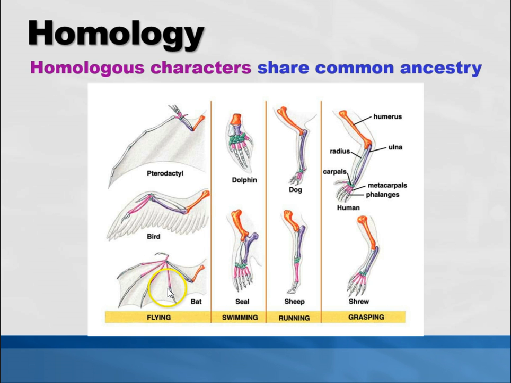My bad. Metacarpals. So here you've got the metacarpals, and then in the pterodactyl, so that you can see the dinosaur. And it's a fun thing about the dinosaur, actually, the wing is the pinky finger. But here in the dolphin, you can see that looks a whole lot like a little hand. Same thing with the seal.